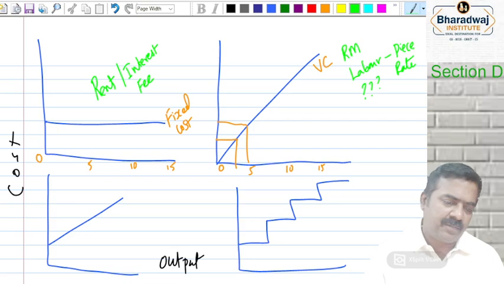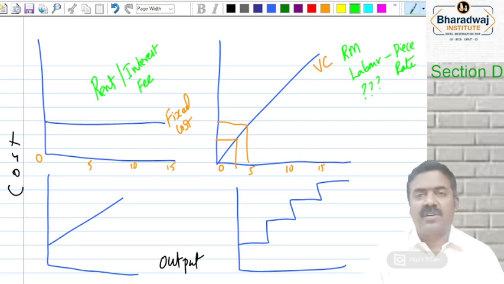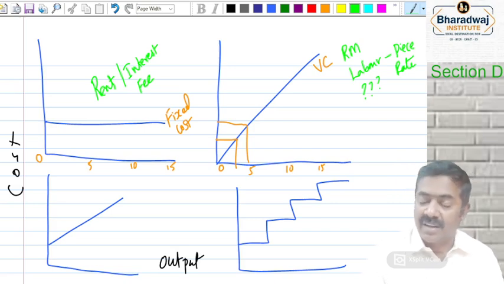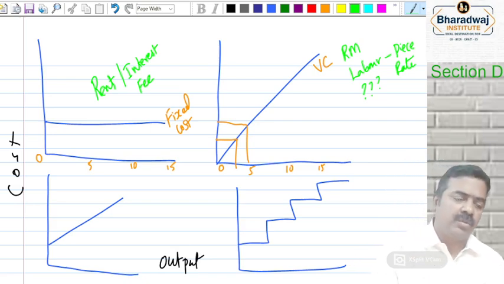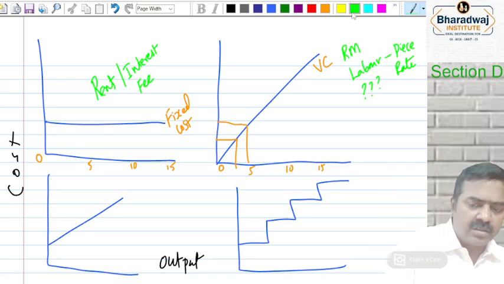Fixed cost. Clear? So whatever is not changing with output, we call it which one? Fixed cost. We cannot avoid any of them. Variable cost definitely will come. Fixed cost is unavoidable. Both will be there. Look at this. Cost is not directly changing.